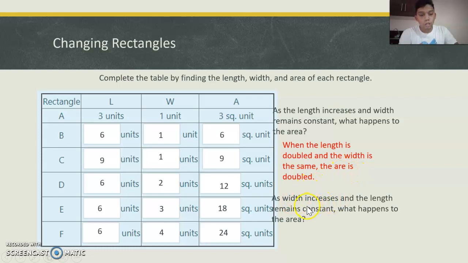And similarly, as the width increases and the length remains constant, if you notice D, E, and F, the length is constant at 6 and the width increases. What do you notice with the area? Also, it increases.